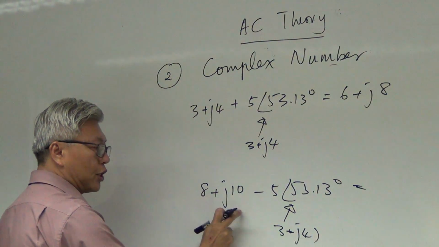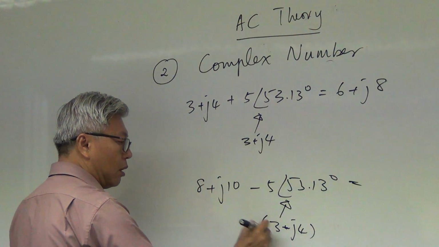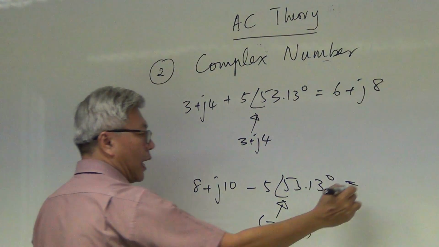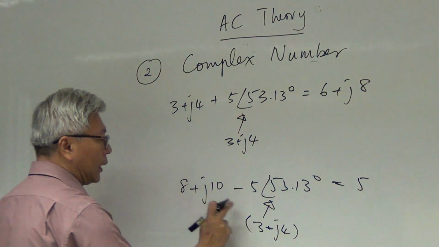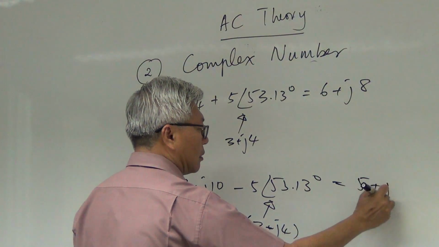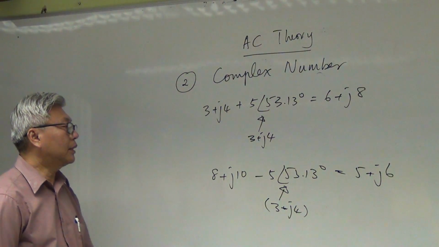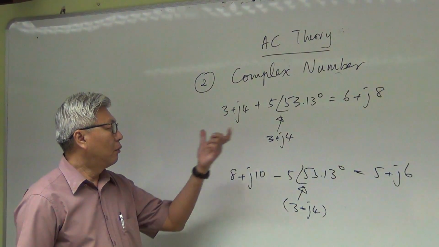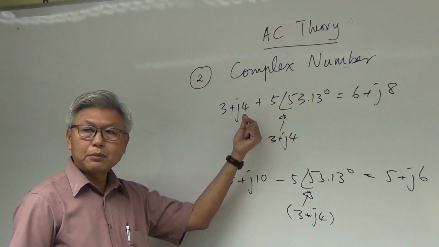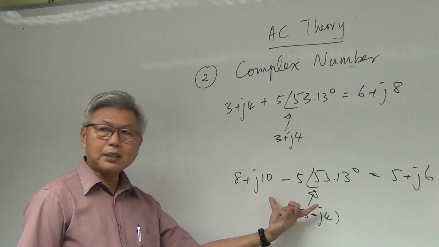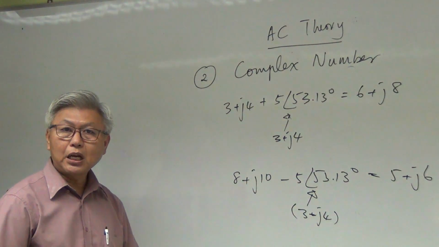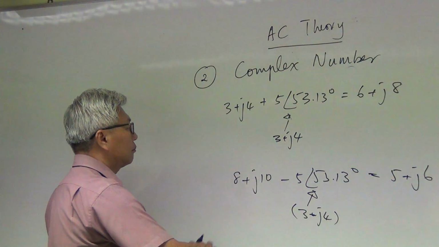Right? So 8 + j10 minus 3 + j4. 8 minus 3 is 5. 10 minus 4 is 6. So that's called subtraction. So in mathematics, complex numbers, when you want to add, both must be in rectangular form. When you want to subtract, both must also be in rectangular form.